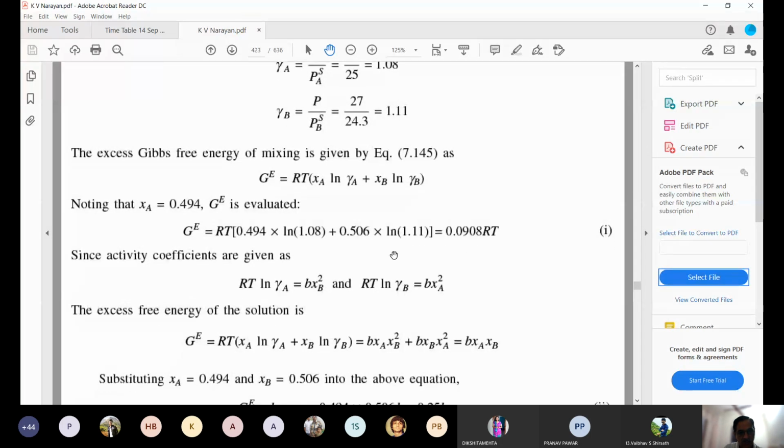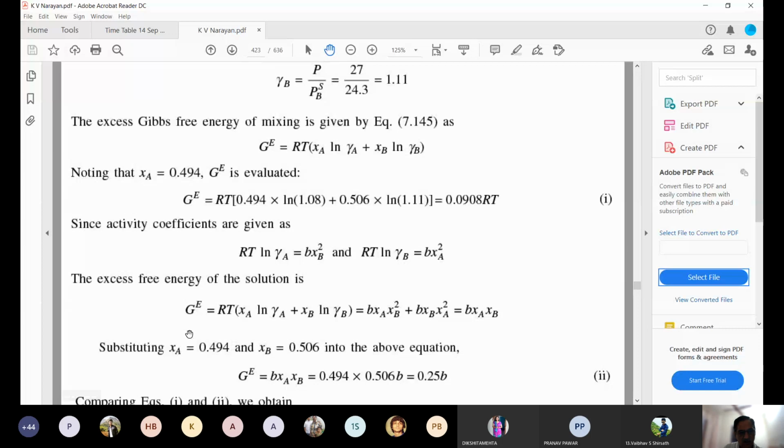Okay, and then what he has done is G is equal to RT. Substitute the value of ln gamma A. He substituted in this, so it becomes B XB square plus B XB into XA. XA is here, ln gamma A is B XB square upon RT. Right? RT will cancel. What equals B XA into XB square plus B XB into XA square.